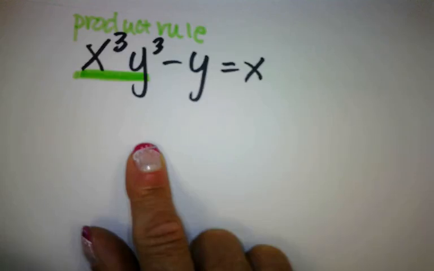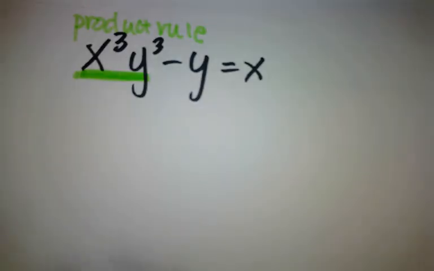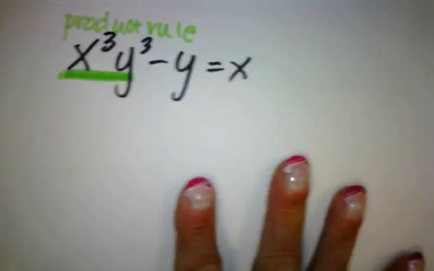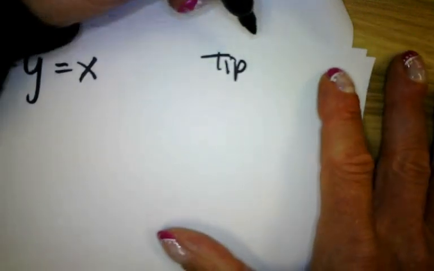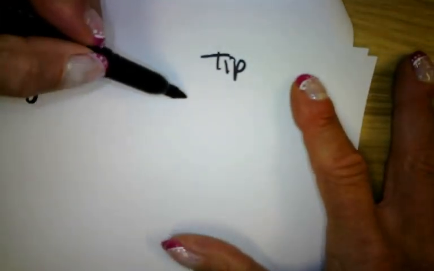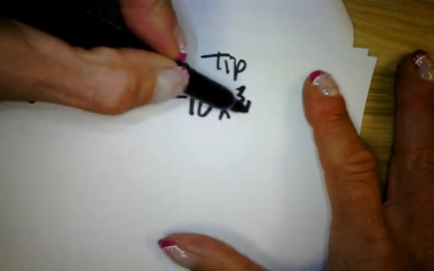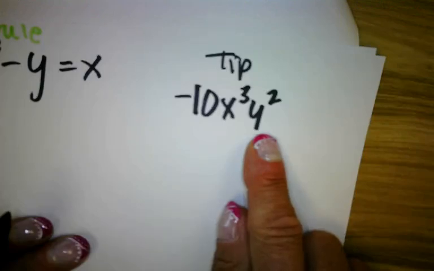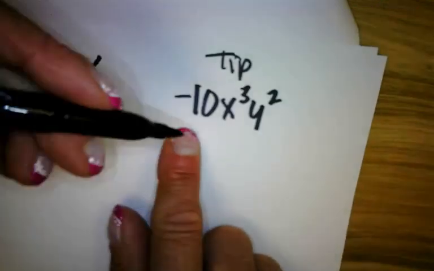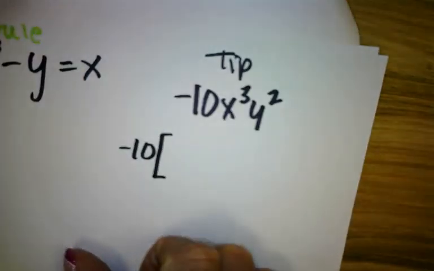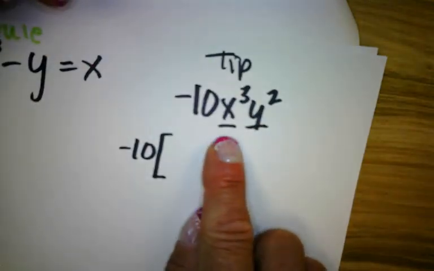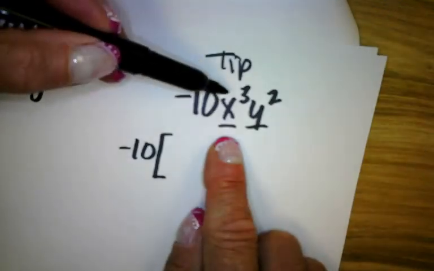So I'm just going to say the first is x cubed, the second is y cubed. And just a little tip for other problems. Let's say I had like negative 10 times x cubed y squared, and I wanted to take the derivative of that term. It is going to be easiest to leave the negative 10 and think of using only the product rule on these two and then distributing the 10. That's going to make your life way easier. So think of just using the product rule on x cubed y squared and then distributing the 10.